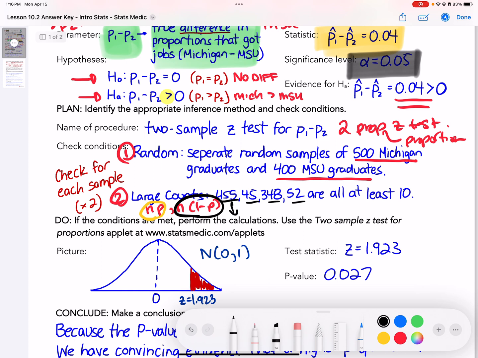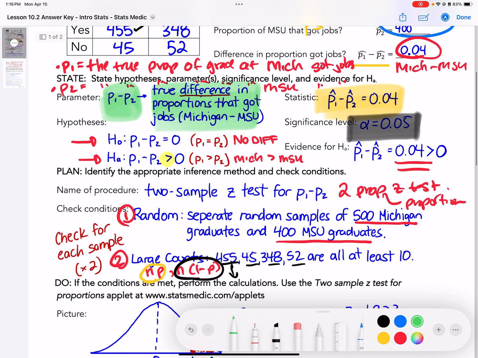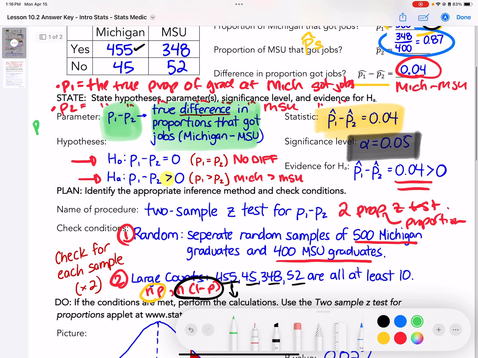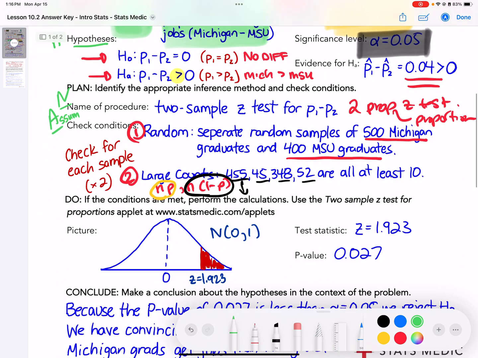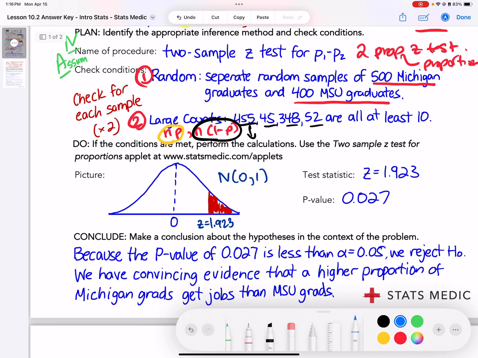Okay, so let's go ahead and bring in the phantoms. I'm going to make sure that you see where it comes in. P stands for parameter for phantoms, and the parameter right here, we already did. H stands for the hypothesis. A stands for the assumptions and conditions. N stands for name the procedure. T stands for the test statistic, and that's what we're doing right now.